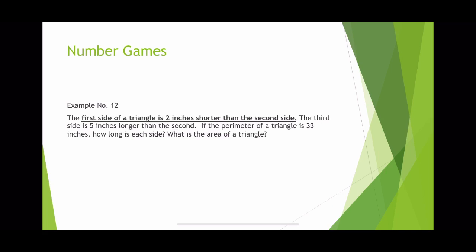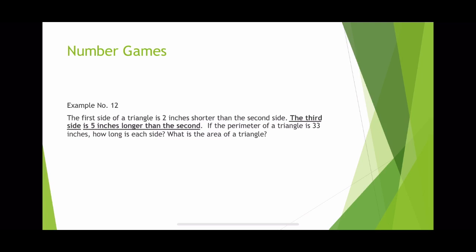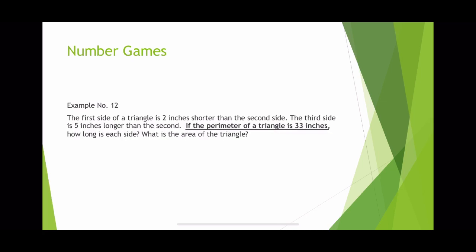As you can see, the first side of a triangle is 2 inches shorter than the second. So meaning to say that the first side is smaller than the second side. And then the third side is longer than the second side, 5 inches longer than the second. And the perimeter of the triangle is 33 inches.